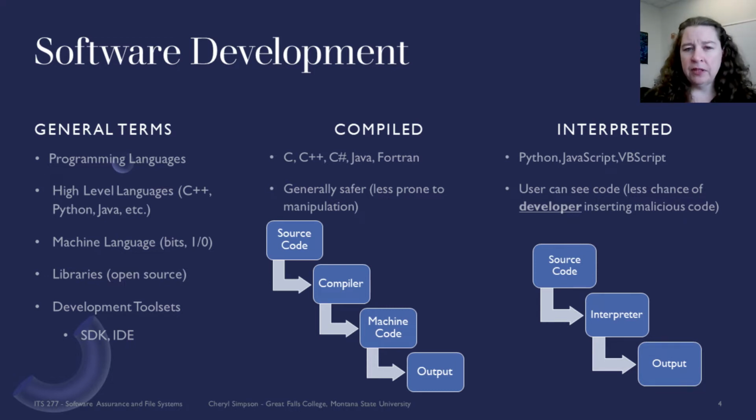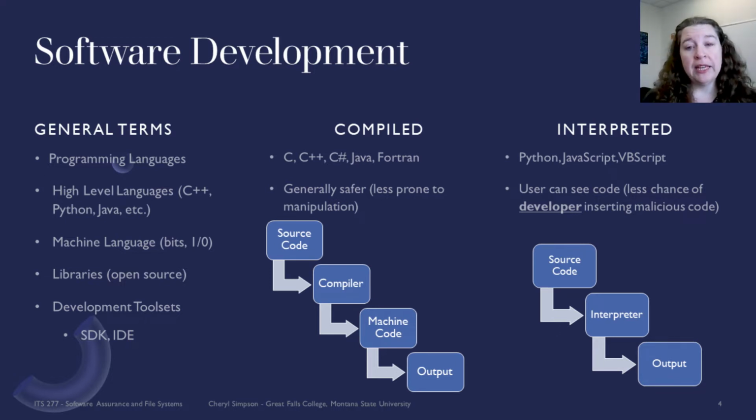The other type of language is an interpreted language. This is going to be your scripting languages like JavaScript or Python. These languages you run straight from the source code through an interpreter and directly to the output. You don't compile it in the middle, which means the code that you hand to your end user is visible. They can actually look at the code. A compiled language is safer from manipulation. A hacker cannot go into a compiled set of bits and change the code, generally. They can, but it takes a lot more effort.